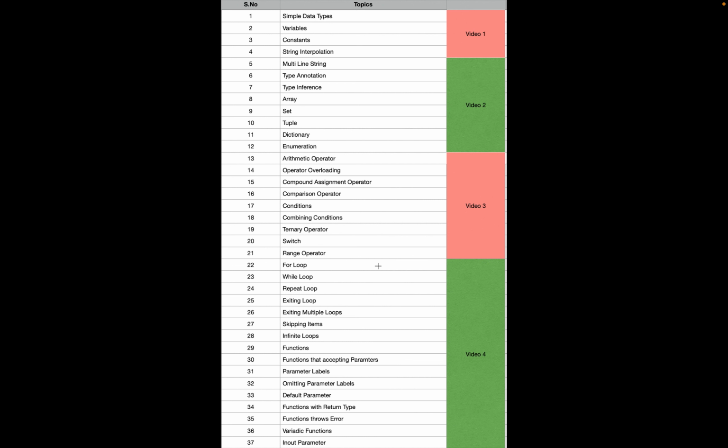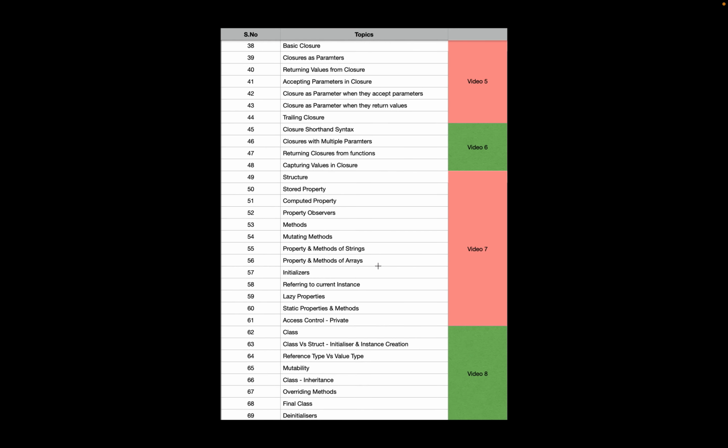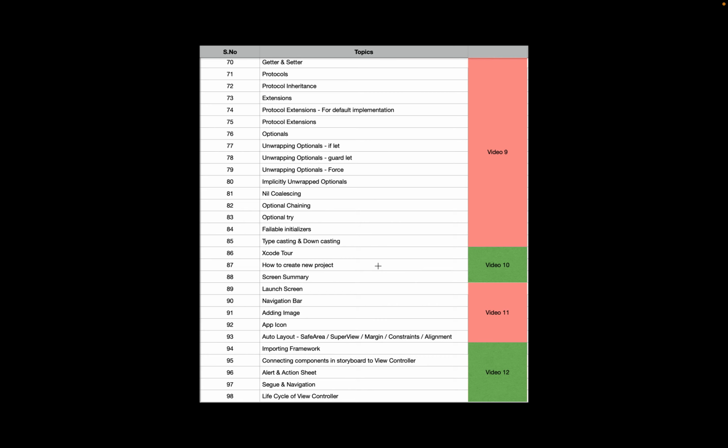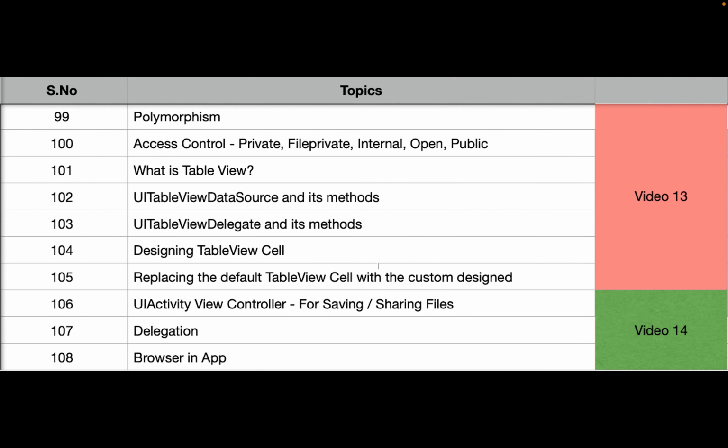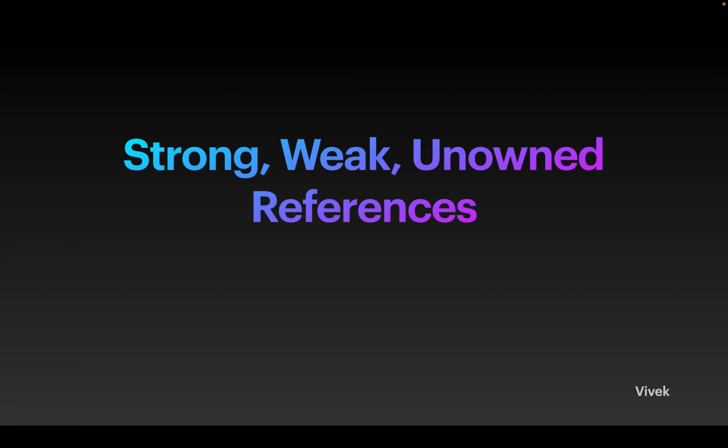These are the topics that we have covered from video 1 to 4, 5 to 8, 9 to 12, and in 13 and 14. Let's move towards today's topic. The first topic that we are going to learn is strong, weak, and unowned references. Before moving into the core concept, we need to understand some basic things.